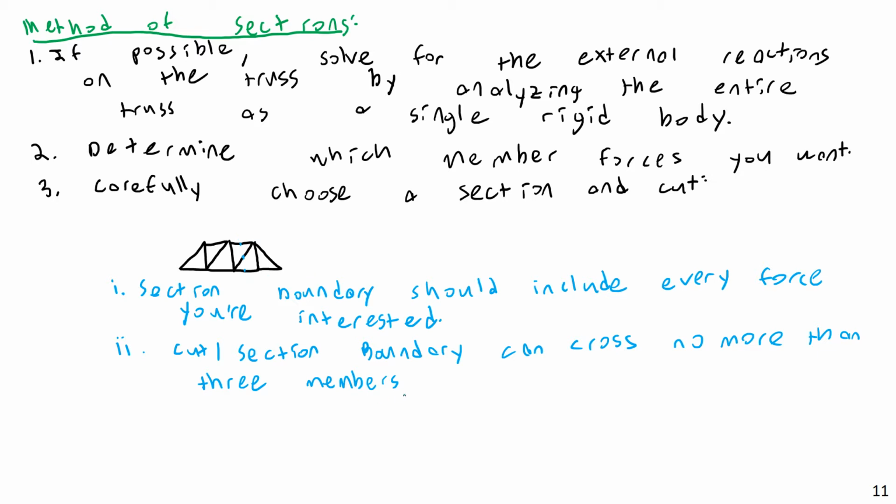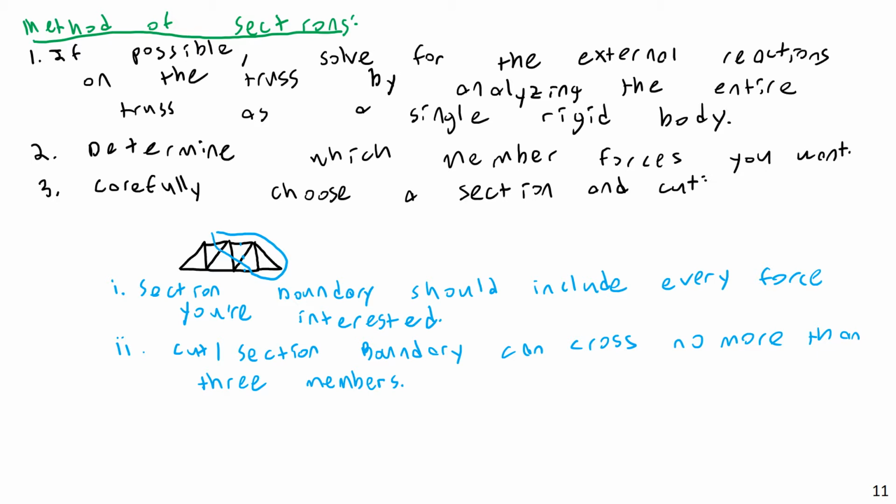Now, the reason I don't want to do more than 3 is that every single time I cut a member, I reveal an internal force. So think about that. Imagine if I cut this thing like this, and I tried to analyze this in rigid body equilibrium, like this piece here. When I cut across this member, I'm going to reveal an internal member force. When I cut across this member, I'm going to reveal an internal member force, and so on and so on.